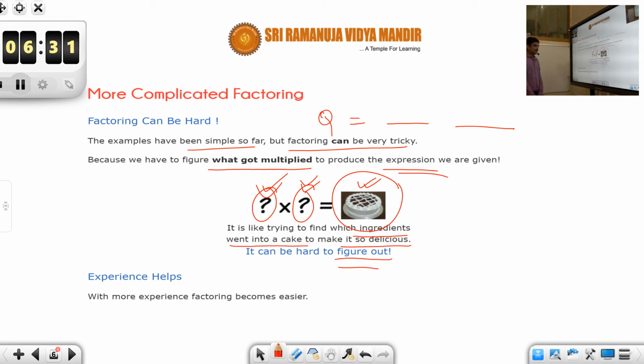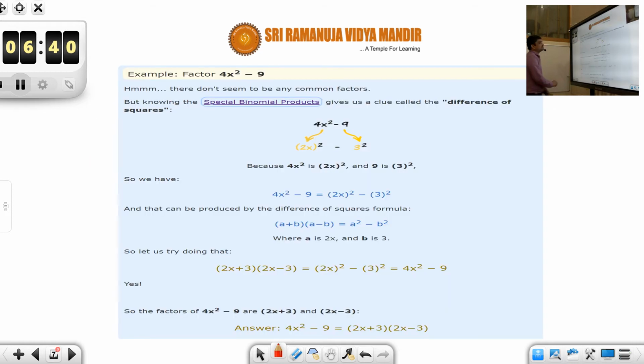Okay, students, so experience will help in this. With more experience, factoring becomes easier and more intuitive. So let's look at some examples. Say, for example, factor 4x square minus 9. There don't seem to be any common factors here, because look at the numbers. The coefficients are 4 and 9, and you don't observe anything common.